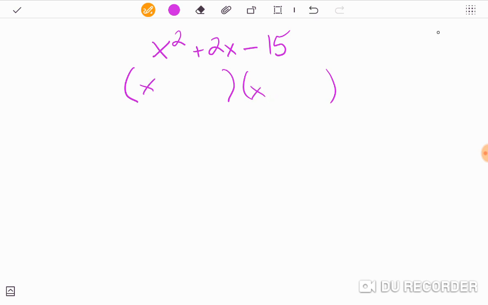Now, when we factor our negative 15, we have to think, well, what do we multiply in order to get a negative number? Because we're multiplying to get that c. Well, a positive times a positive equals a positive. A negative times a negative equals a positive. But a positive times a negative equals a negative. So we know that our factors are going to be one positive, one negative.